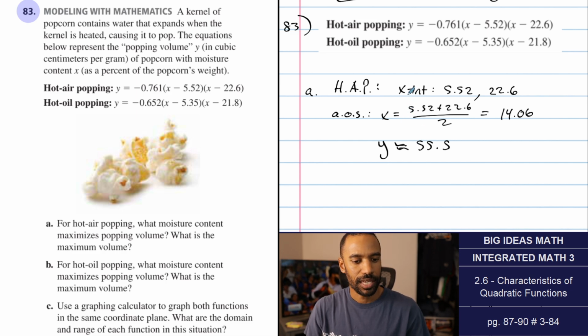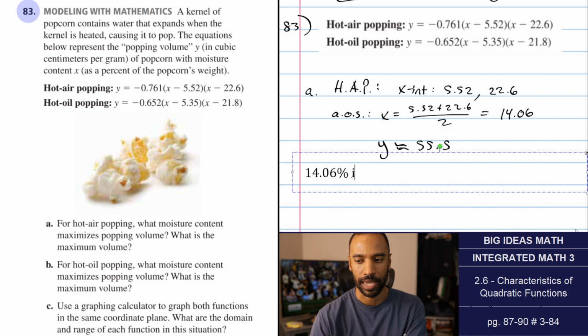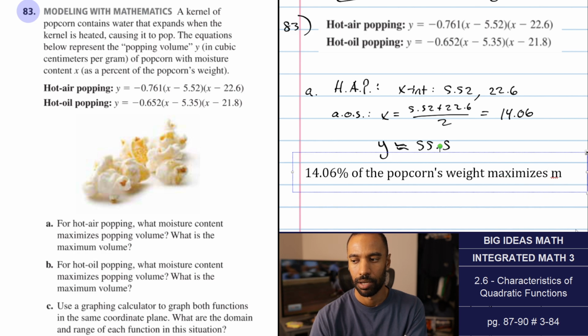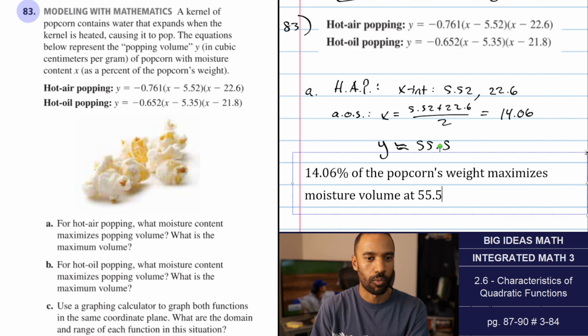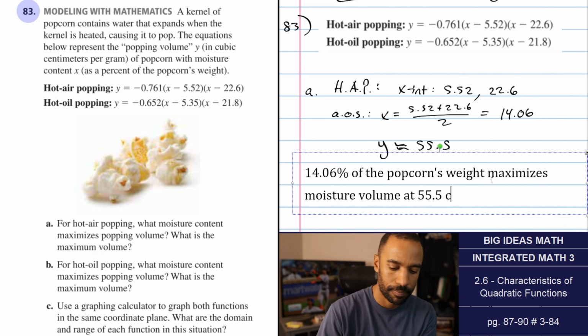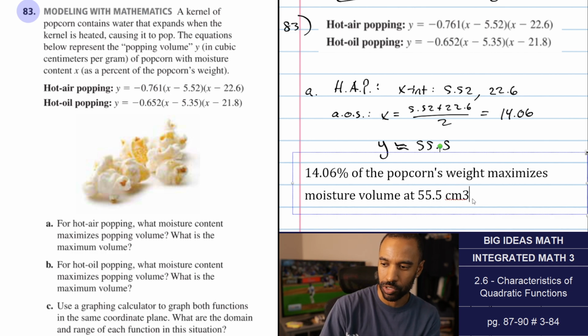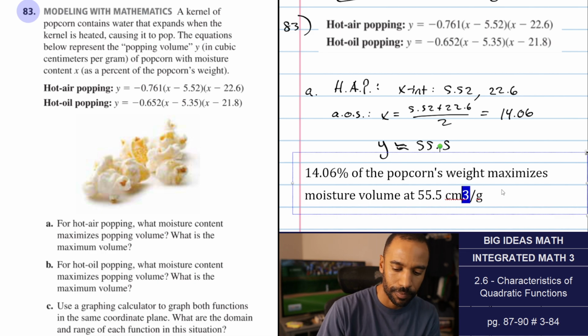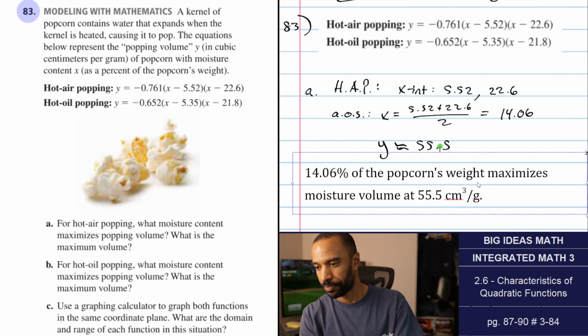So what moisture content maximizes popping volume? 14.06% of the popcorn's weight maximizes popping volume at 55.5 cubic what? Centimeters per gram? Cubic centimeters per gram. Hold on. I'm trying to do that. There we go. So there's part A, I believe.